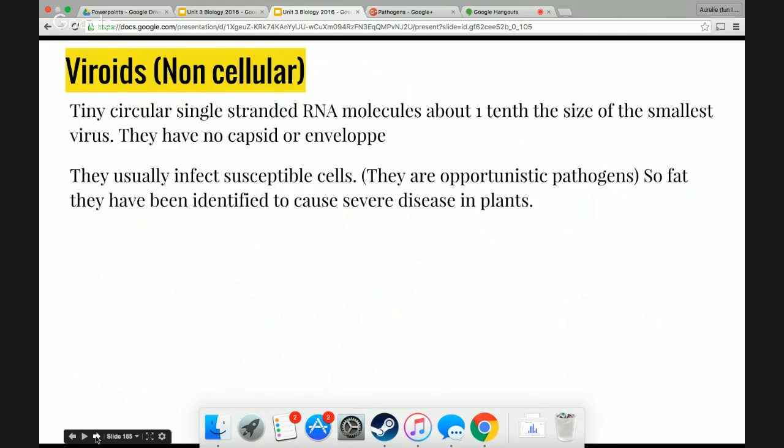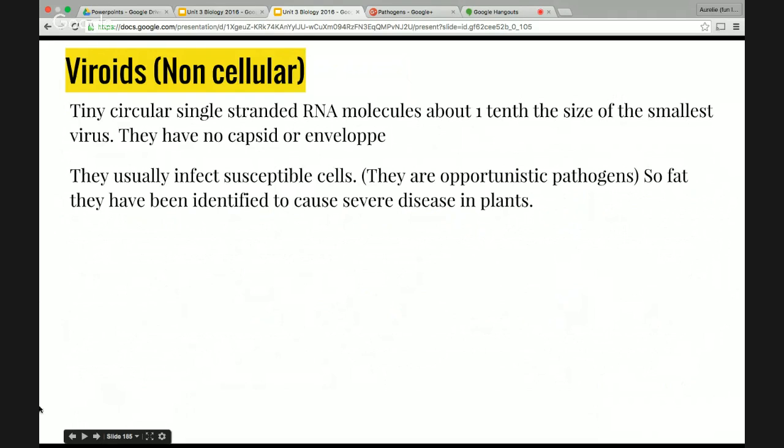Opportunistic pathogens are basically pathogens that do not make you sick unless you are susceptible. If you're immunocompromised, then they'll infect you. That's an opportunistic pathogen. So far, viroids have been identified to cause severe disease in plants.